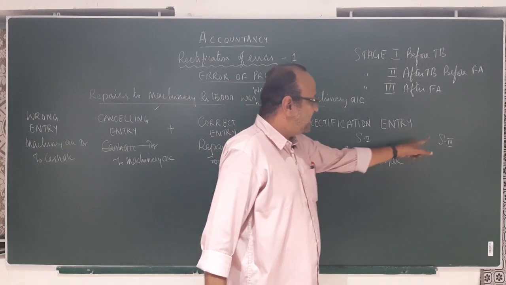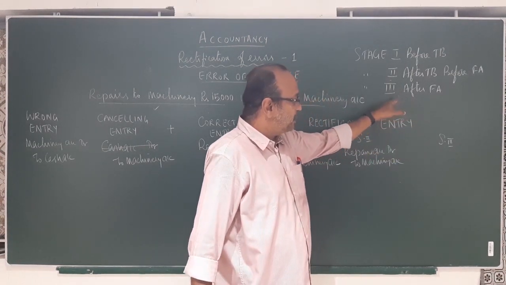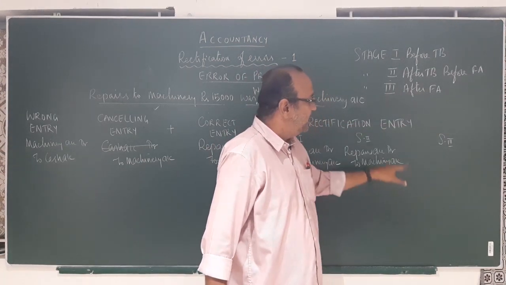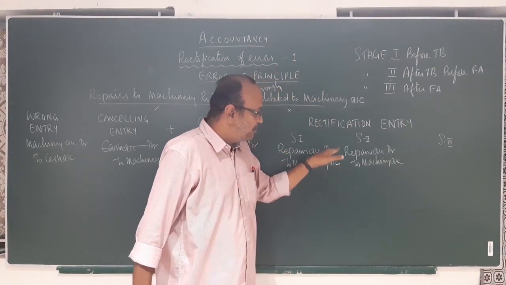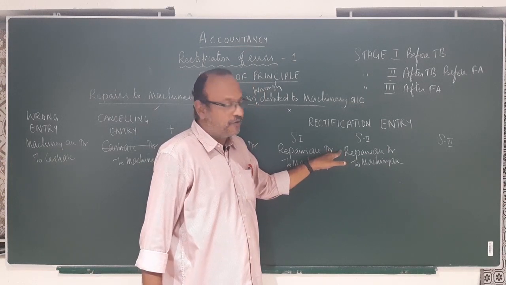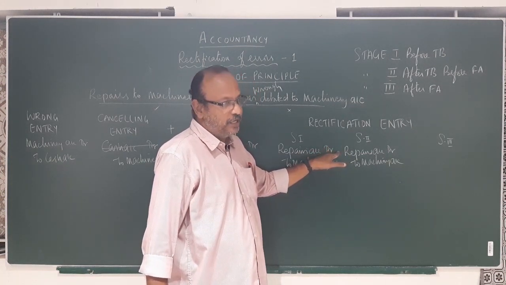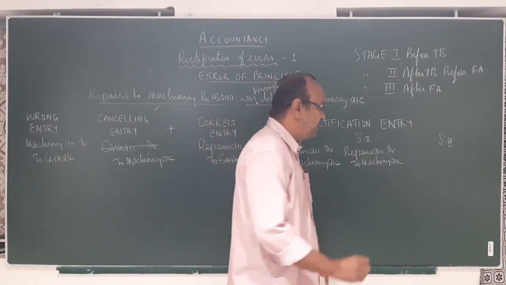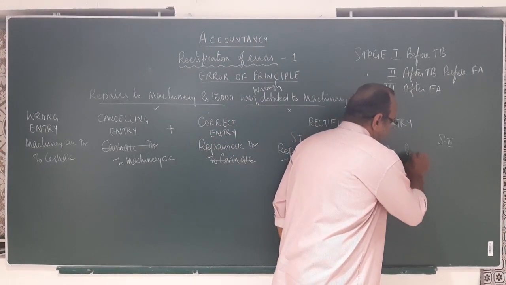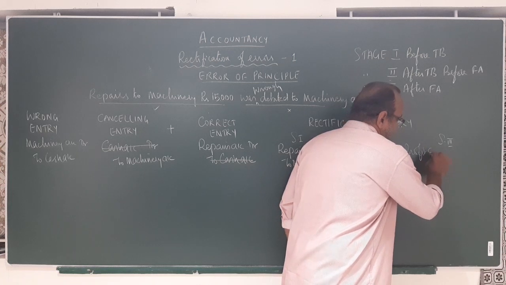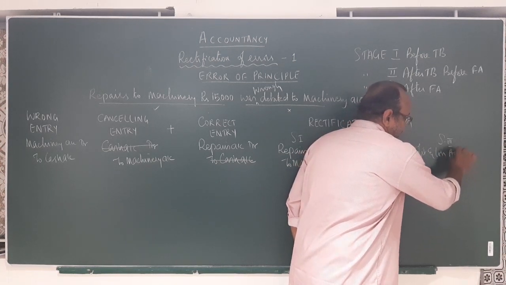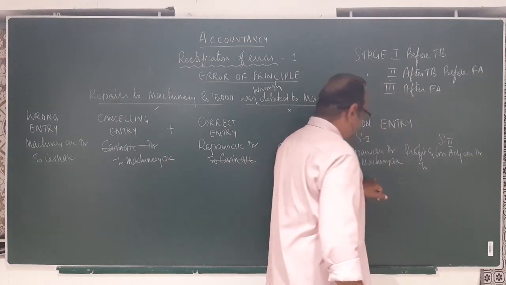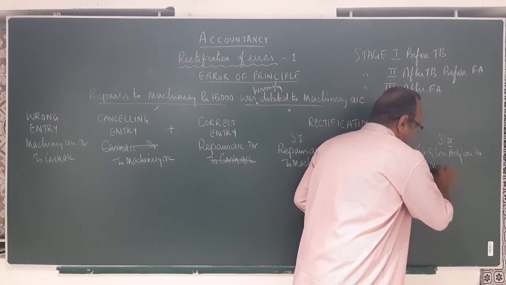Right. Now in stage 3, whenever we are rectifying an error after preparation of final accounts, in case there exists a nominal account in the rectification journal entry, it has to be substituted with profit and loss adjustment account. Now repairs account is debited. Instead of repairs account, we will be writing profit and loss adjustment account debit to real account, machinery account.